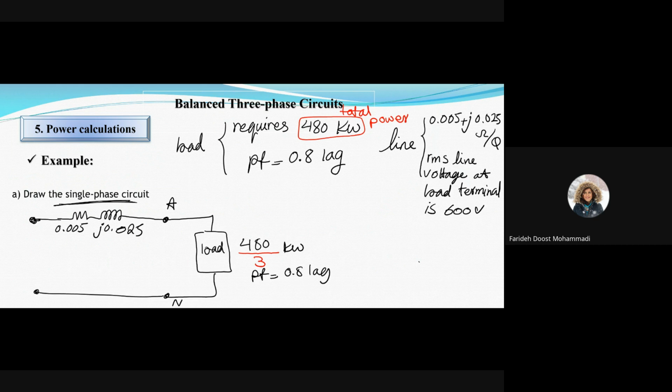Now, what else do I know? I know that the RMS line voltage at load terminal, let's find the load terminal. The load terminal is here, right? So I know that the line voltage here, the RMS of the line voltage, these two words are very important. So I have the line voltage and its RMS value. RMS value is fine. I don't need to be concerned about it at this point.